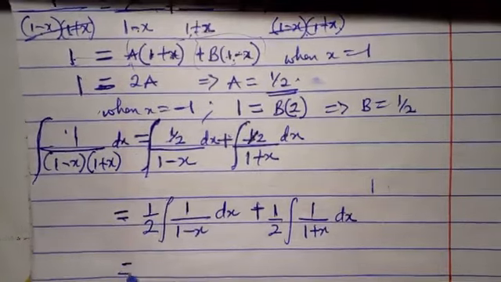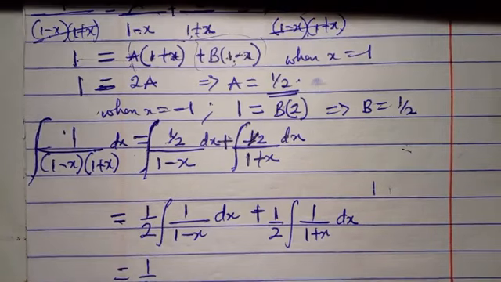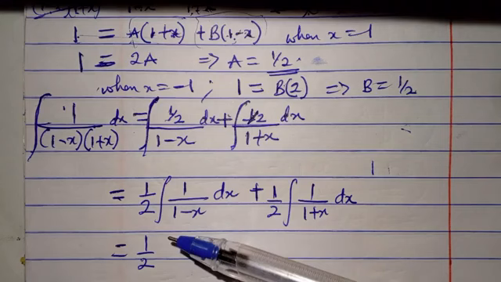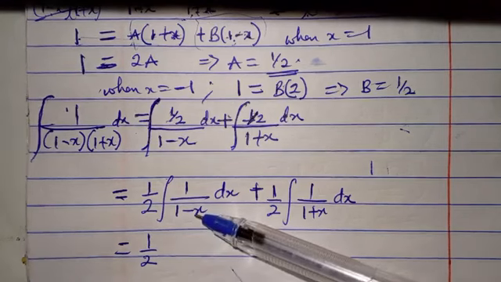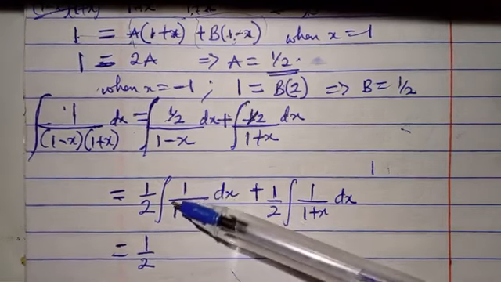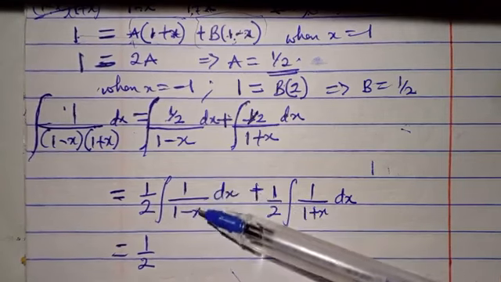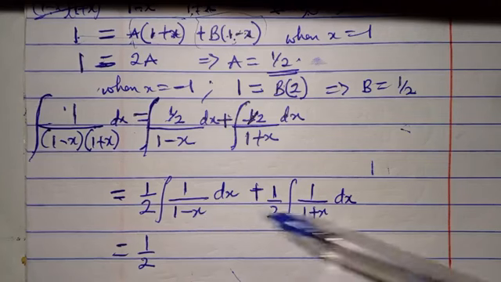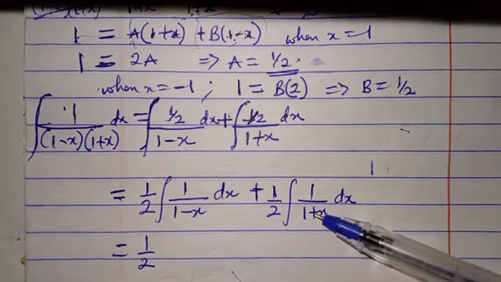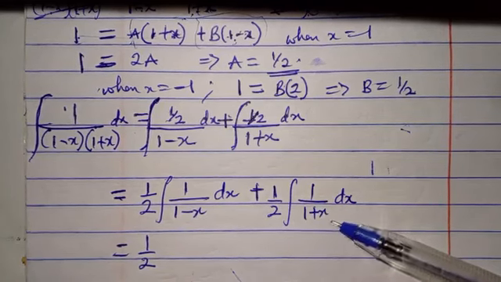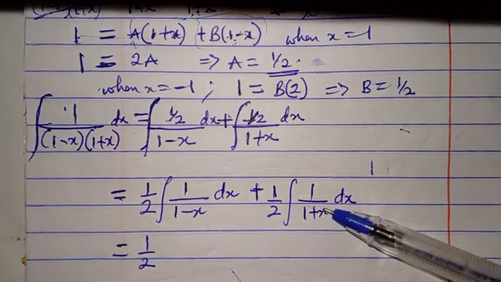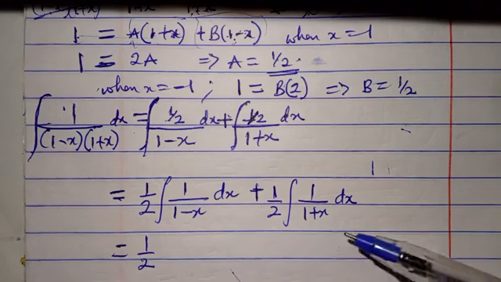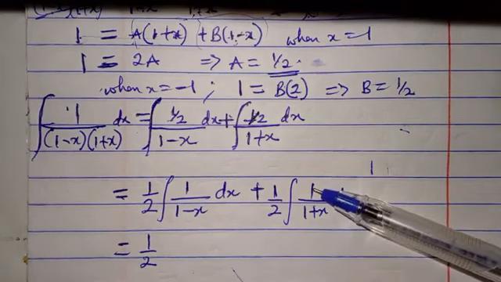Okay, so 1 over 2. I said something just now: if the derivative of the bottom is the numerator, then the integral is the natural logarithm of the bottom. In this case, we have 1 plus x at the bottom. Differentiate 1 plus x with respect to x, that's 1, right? And that's exactly what we have at the top.